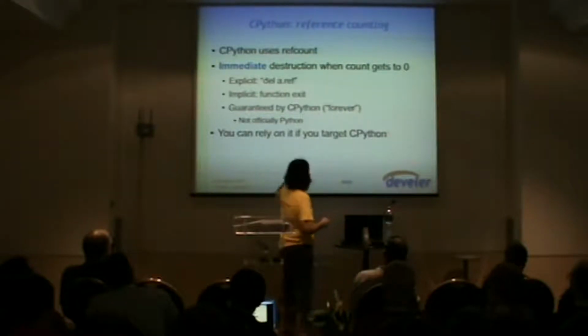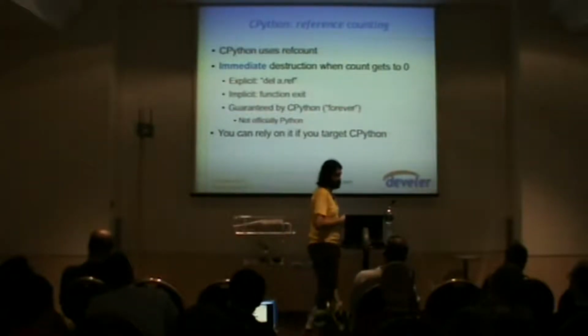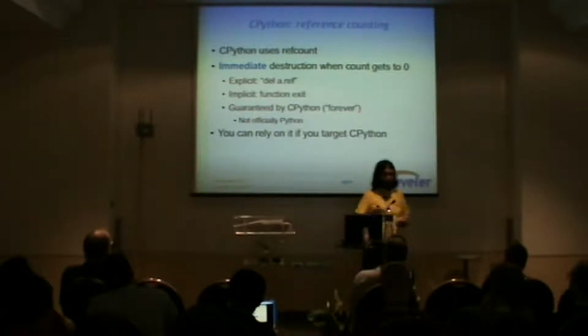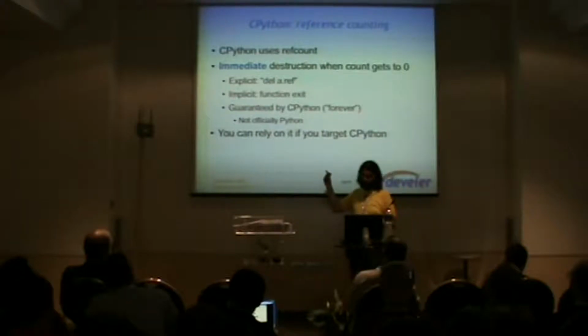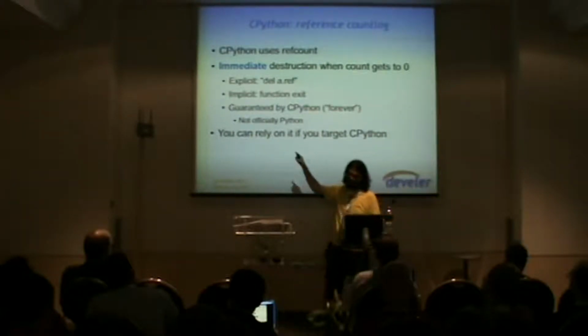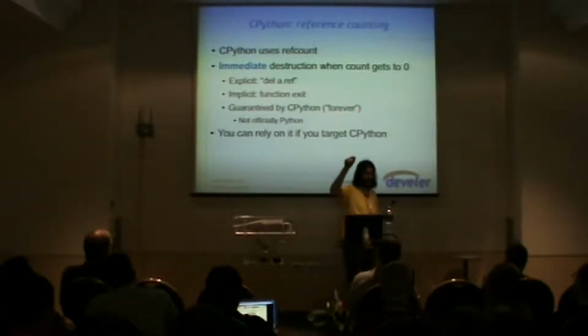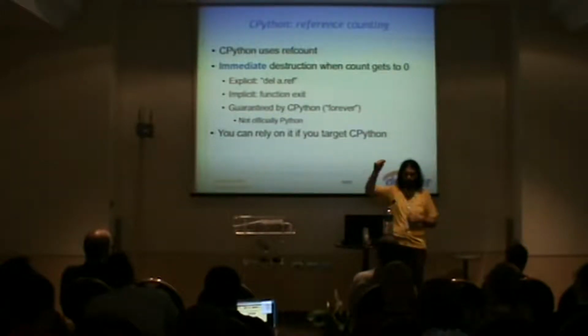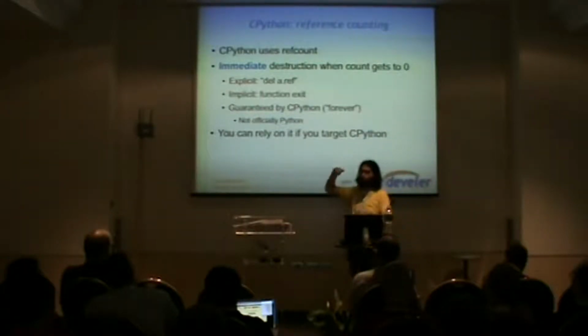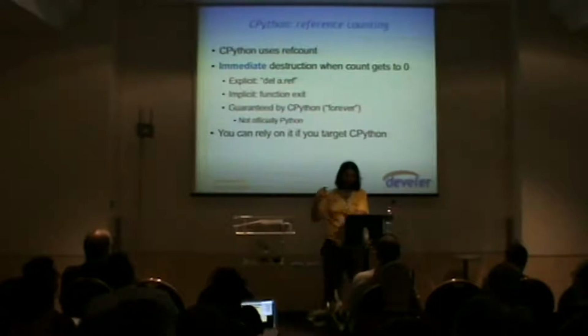For instance, if you explicitly delete a reference to an object through the del statement, which is the way you explicitly remove a reference, and that was the last reference to the object, there is an immediate destruction of that object. You can trust that as soon as the del statement is finished, the object is already gone. You don't need to wait for the function to exit or whatever.